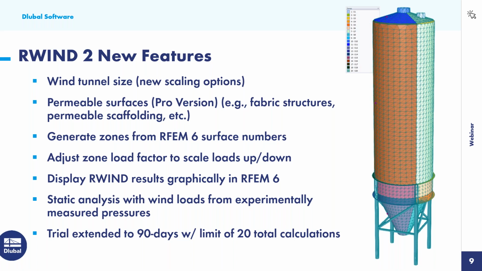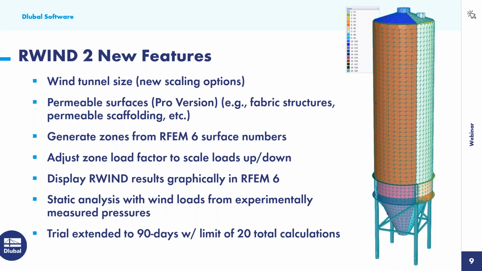Also, within the Pro version, we offer permeable surfaces. This allows wind flow through the surface itself, and we would input information like the Darcy coefficient, the inertial coefficient, and porous media length. Now, this might be important for something like fabric structures or permeable scaffolding, to allow some of that wind flow to pass through the actual surface.